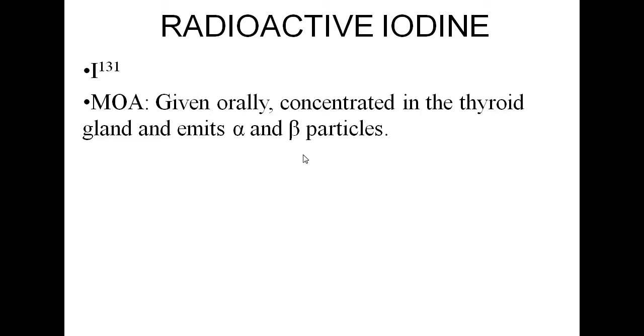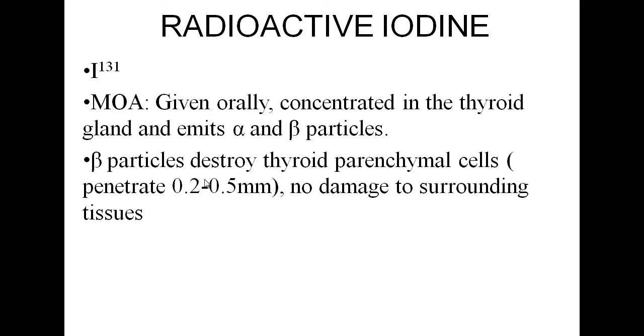It gets concentrated in the thyroid gland and emits alpha and beta particles. The beta particles destroy the thyroid parenchymal cells, penetrating 0.2 to 0.5 millimeters. So the damage to the thyroid gland is very restricted, and it does not damage the surrounding tissues. So this is one major advantage. The alpha particles do not damage the tissues, they just pass through. So the counting of the alpha particles can be used for diagnostic purposes.